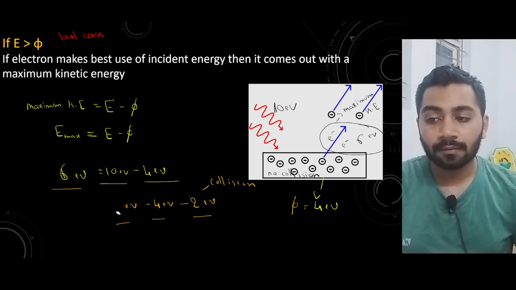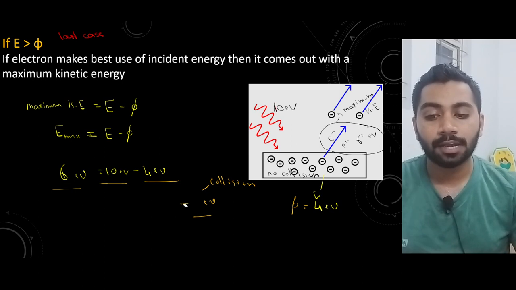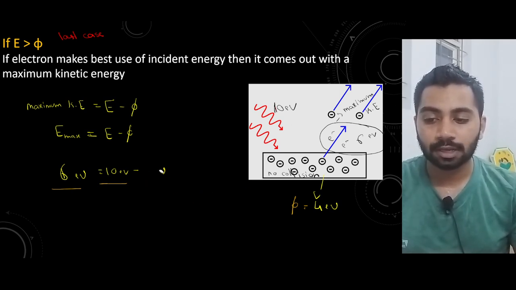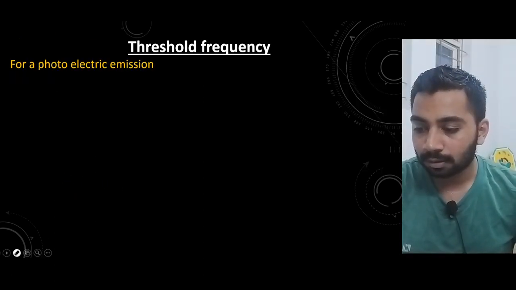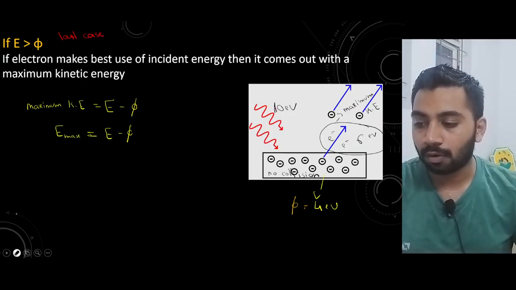energy is when the electron uses the best of the incident radiation. Okay now, fine. If there is any confusion, please let me know. In the next video we can clarify that confusion.